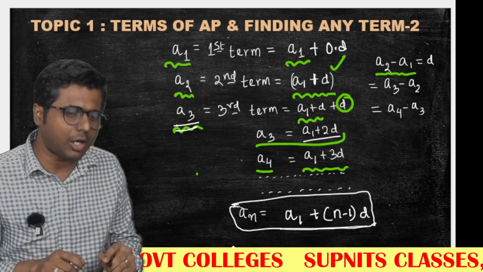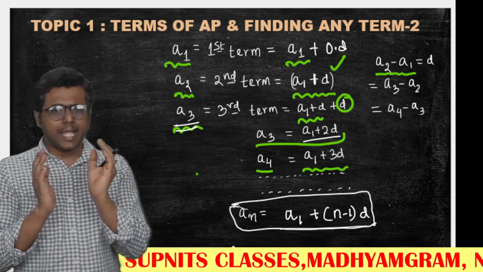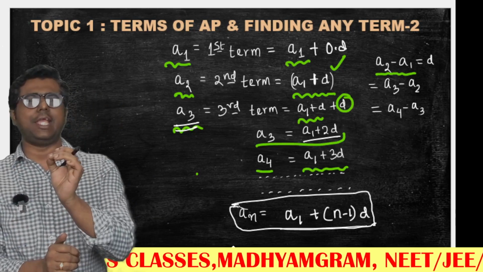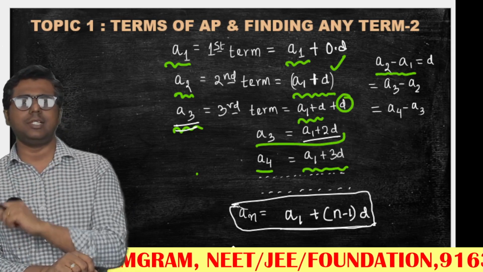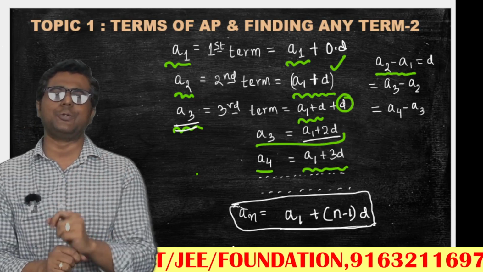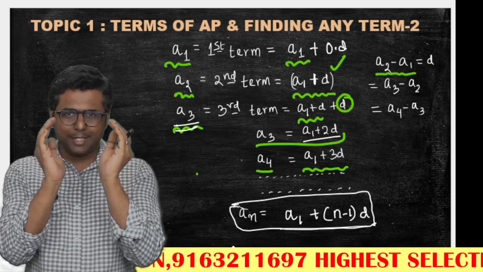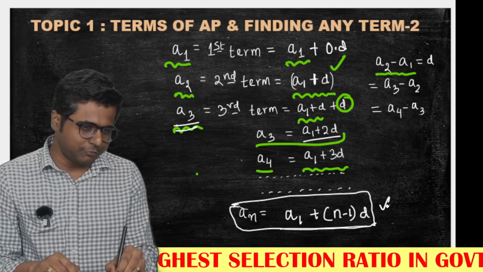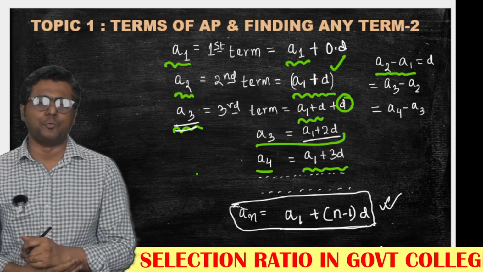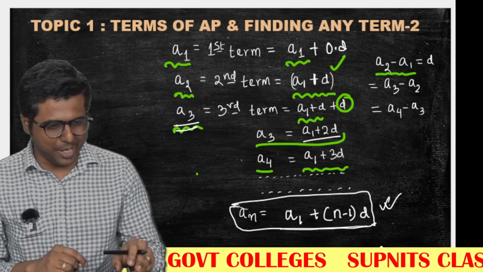The formula of nth term of AP is A1 plus n minus 1 into D, because A2 is A1 plus 1 into D, A3 is A1 plus 2 into D. So, AN will be A1 plus n minus 1 into D. So, this formula will be very useful for various problems we are going to do, and definitely we are going to ace them. Going to the next part.